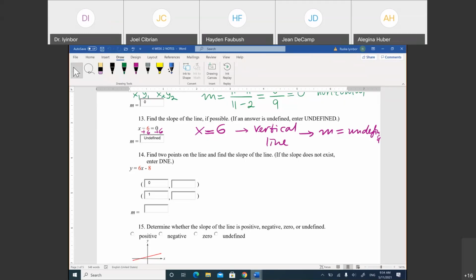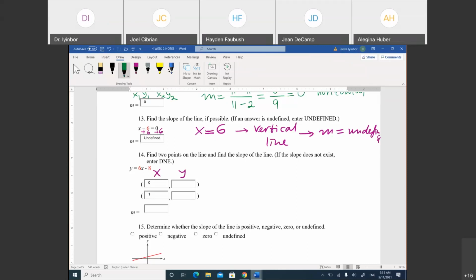Okay? Then you're going to go to number 14. Number 14, they say find 2 points, and they give you the x coordinate. So we're going to do the same way we did the one before when you graph it. The first number is always x, right? The second number is always y for the 2 points.